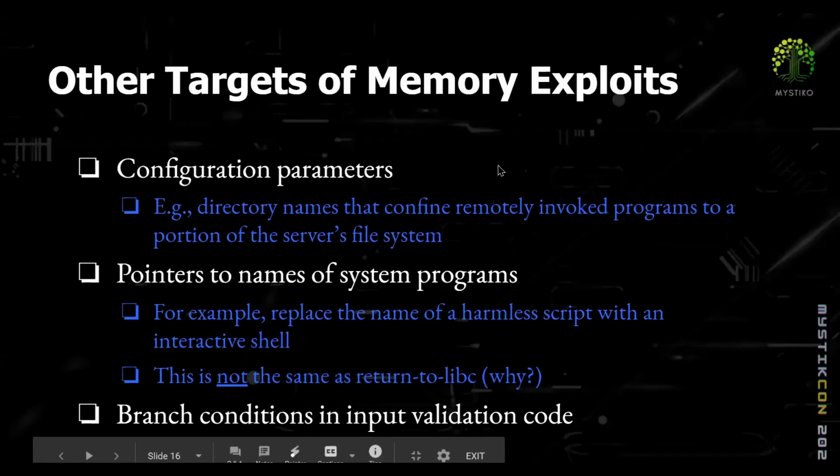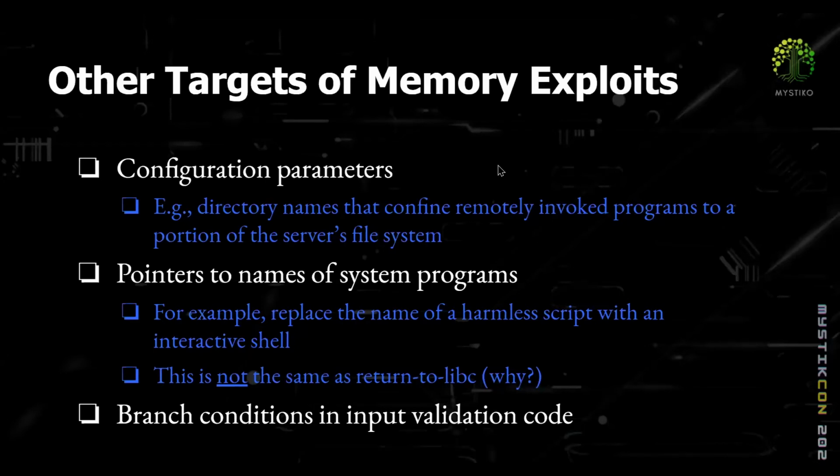So we will briefly talk about what other targets of memory corruption exploits there can be. There can be configuration parameters such as directory names that confine remotely invoked programs to a certain portion of the server's file system. There can also be pointers to names of system programs. For example, if we can replace the name of a harmless script with an interactive shell.